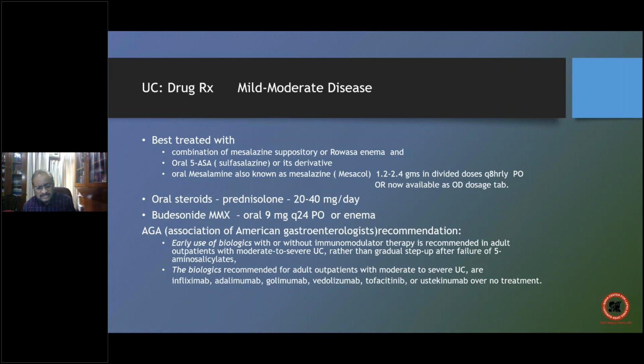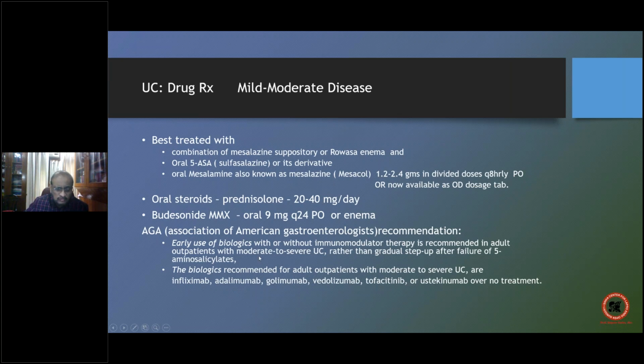I start with 5-ASA, the patient doesn't respond. I give this patient steroid, still doesn't respond. Now I add infliximab to this patient, which is a biologic. The AGA says no. If the patient has moderate to severe ulcerative colitis, don't start with 5-ASA, don't start with steroid. Straight away in these patients, start a biologic.